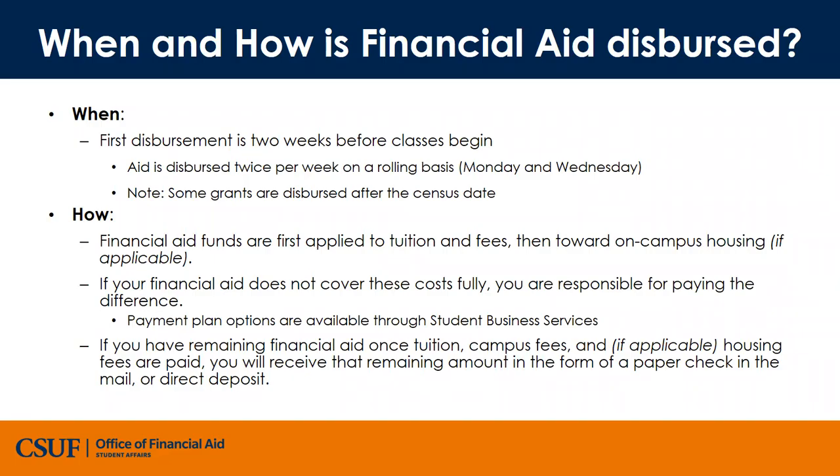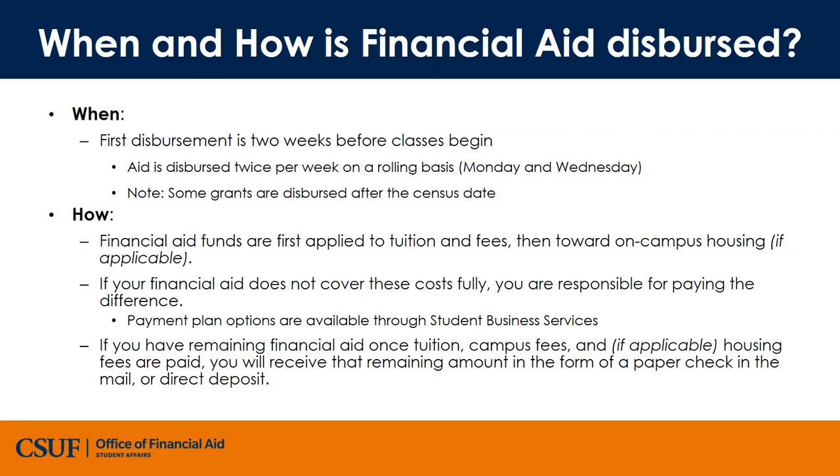Lastly, we would like to cover when and how financial aid is disbursed. The first financial aid disbursement, which refers to when financial aid first pays out during a semester, occurs 2 weeks before classes begin. After the initial disbursement, financial aid will disperse twice per week on a rolling basis, on Mondays and Wednesdays.